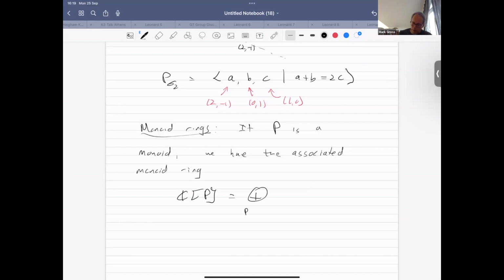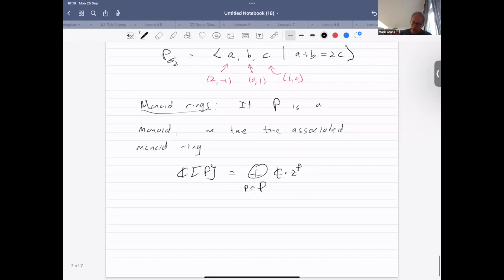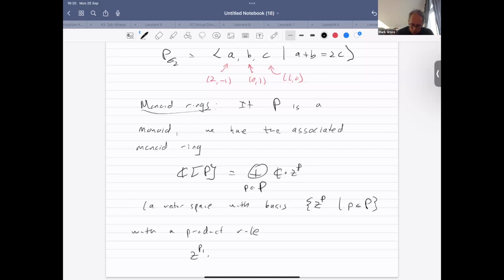This is the direct sum over all elements of the monoid of C times Z to the P. So this is just, as a vector space, with basis given by these symbols Z to the P, where P ranges over all elements of capital P. But then we also define a product rule. I want to turn this into a ring with a product rule given by Z to the P1 times Z to the P2 is equal to Z to the P1 plus P2, where the addition is the addition rule in the monoid. Maybe I will write this as P1 plus P2 to indicate that I'm writing the monoid operation as plus.